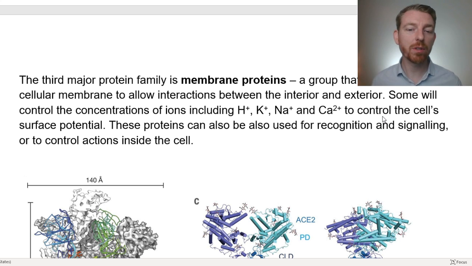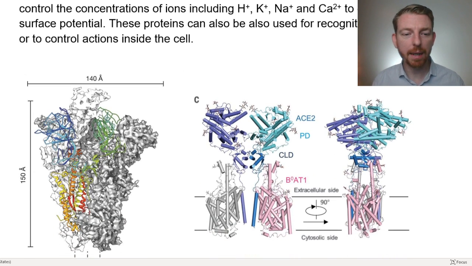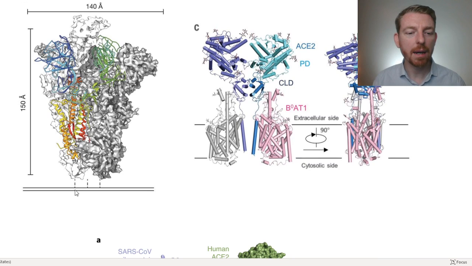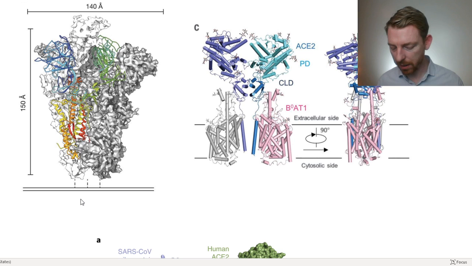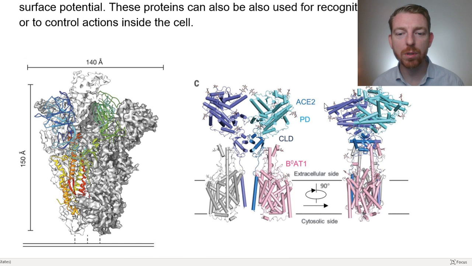So these proteins are also used for recognition, for cell-to-cell signaling, and to control any actions inside the cell based again on some of these other properties. So I showed these at the beginning. This first protein that would be attached onto the surface of the phospholipid bilayer, this is the spike protein of the coronavirus. So this is the one that's going to attach onto our, this beside it is a human ACE2 surface protein.